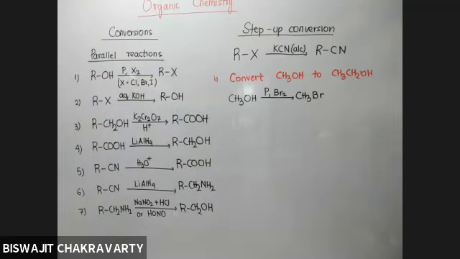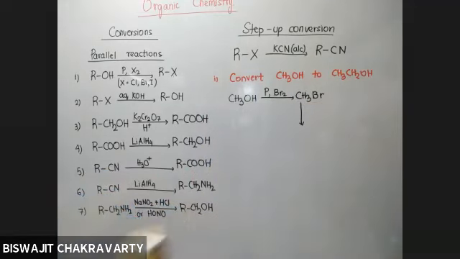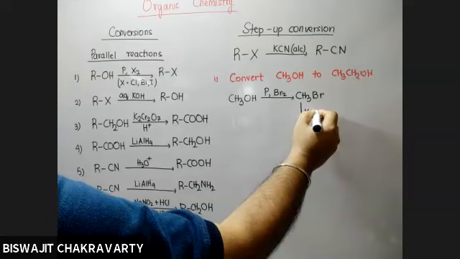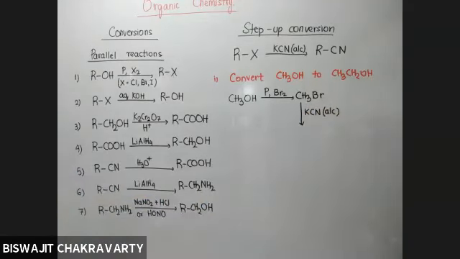Now, once we have got the alkyl halide in our hand, can we go for step-up conversion now? Yes or no? What should I add to increase the number of carbon atoms? Alcoholic KCN. Potassium cyanide. What will be the product if I add KCN to CH3Br? Compare with this reaction and tell me.